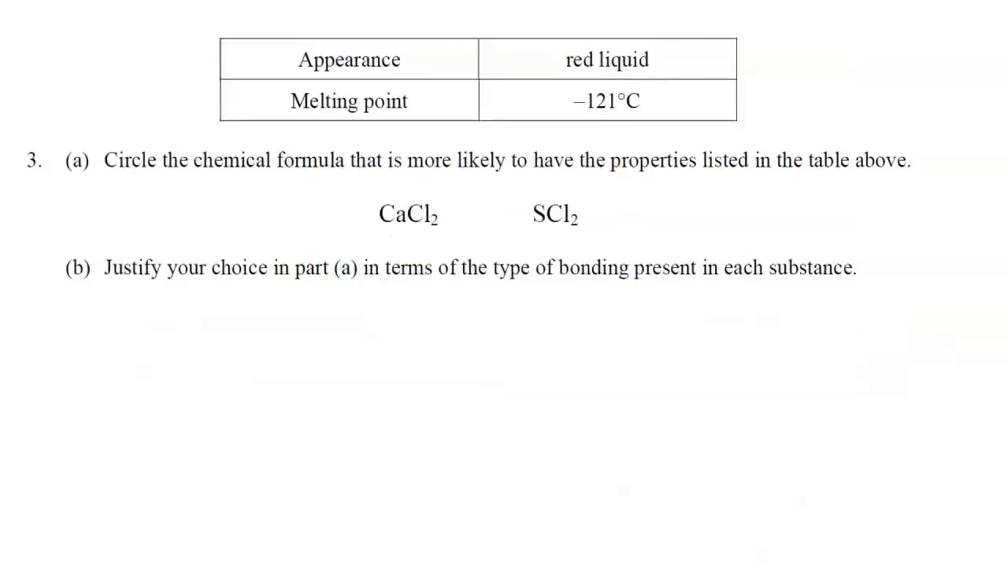What we know is that it's a liquid at room temperature and it has a very low melting point. In fact, the melting point is negative 121 degrees Celsius. So this is unlikely to be an ionic substance. It is more likely to be a covalent substance. So I'm going to circle sulfur dichloride because it contains 2 nonmetals, so it would tend to be a covalent substance. All right, here is my justification in part B.